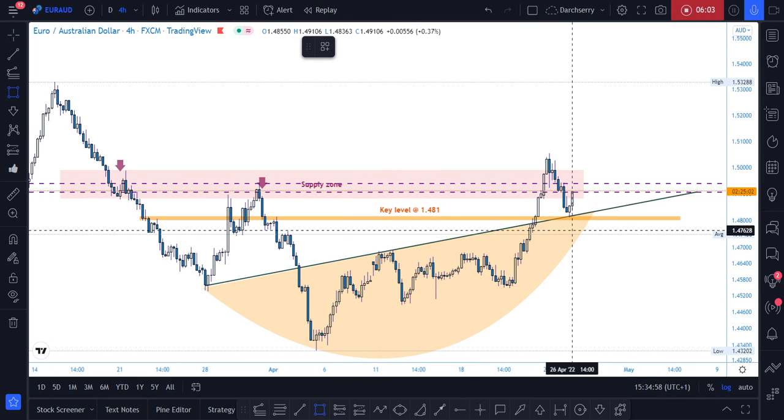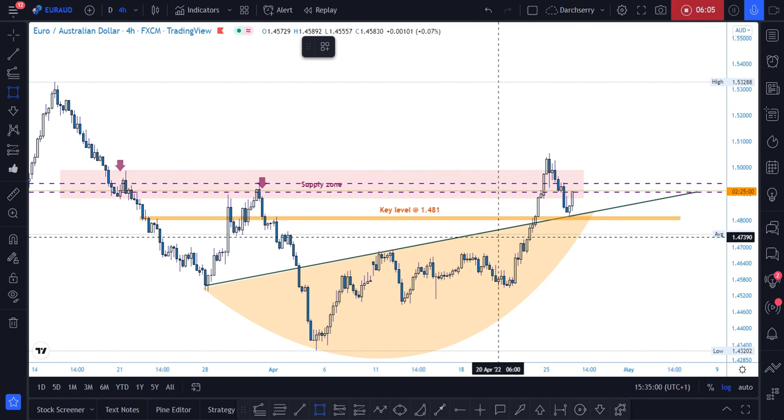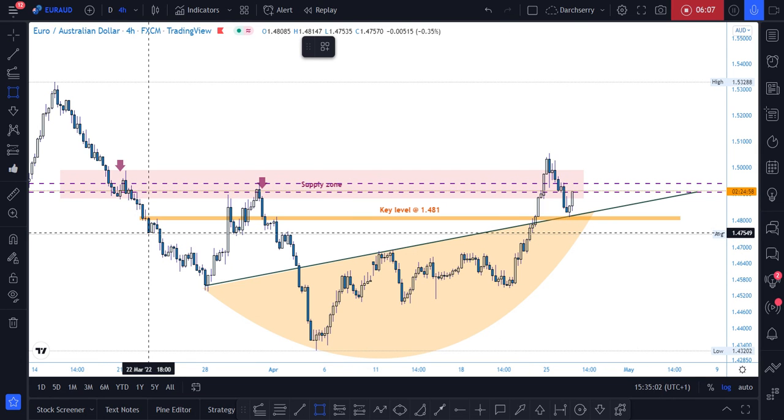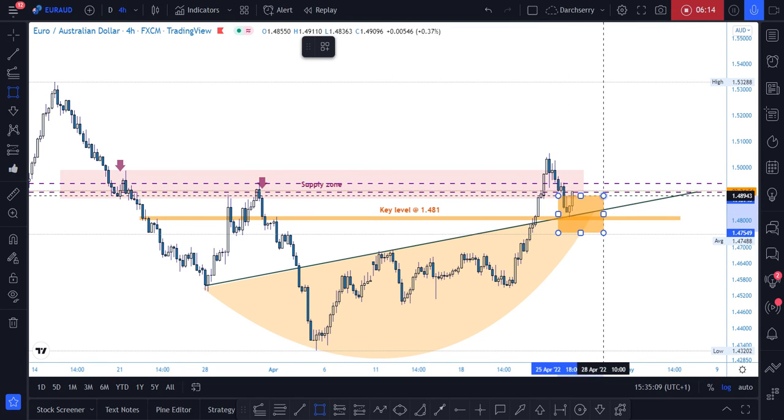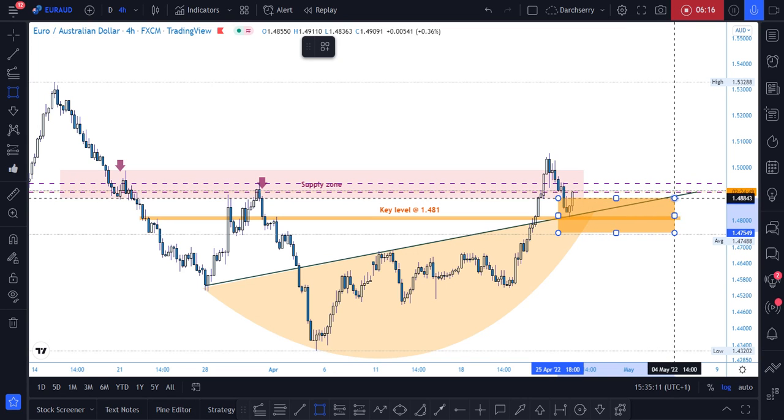So with this being said, we are going to be having a new demand zone around this area, because if we look back into the structure, we can see that at around 1.47550 we had a demand structure there. So let me place my demand zone around this area. So we'll be having a new demand zone around this area.